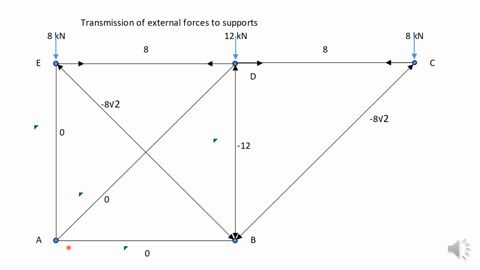Now at A, there's no restraint or anything. This is free to move. And yeah, I think we've taken care of all the external loads here. So the other member forces can be 0. In all of these you can have 0. In these 3 you can have 0 force. So this completes the transmission of external forces to the supports. Okay, we have obtained these values in the members.